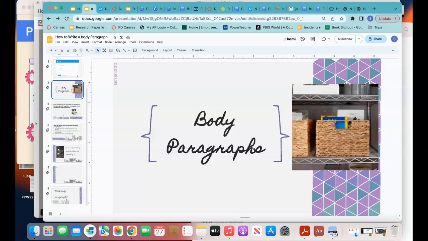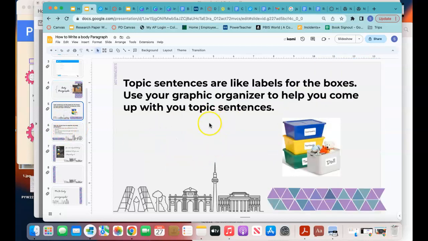organize your body paragraphs. I want you to think about body paragraphs as containers. Just like our notebook containers in class only contain notebooks, our paragraphs should only contain certain things. Now, how do you know what our body paragraph should contain? Well, we use topic sentences. Topic sentences are like labels for the box.